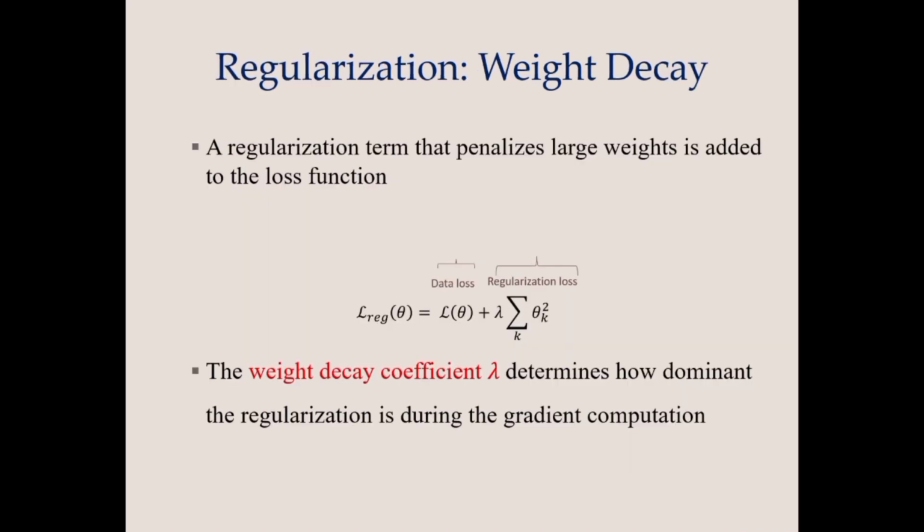And this is regularization. For every weight in the network, we add a regularization term to the loss value. During the gradient descent parameter update, every weight is decayed linearly towards 0. Here lambda determines how dominant the regularization is during the gradient computation.